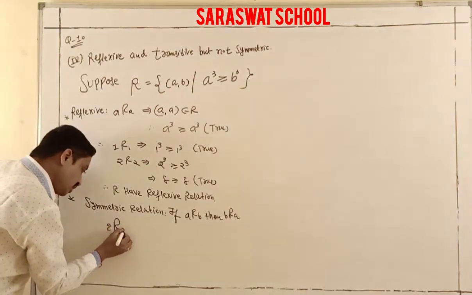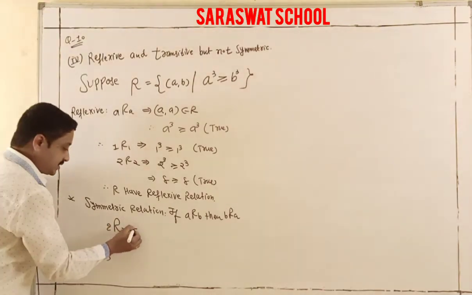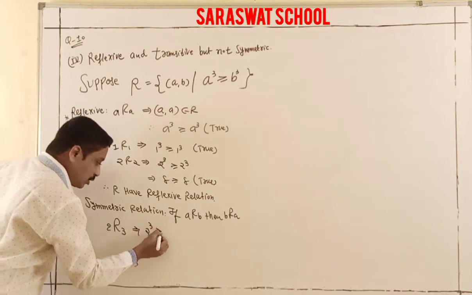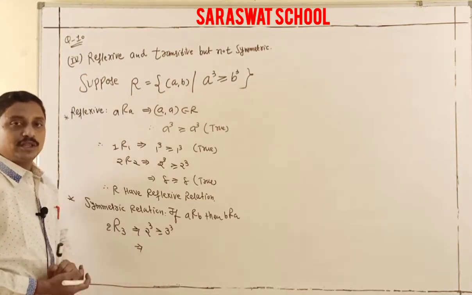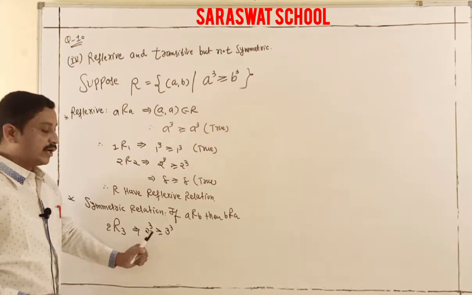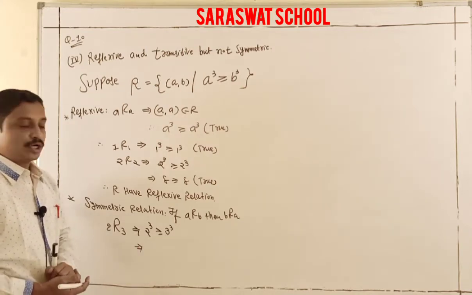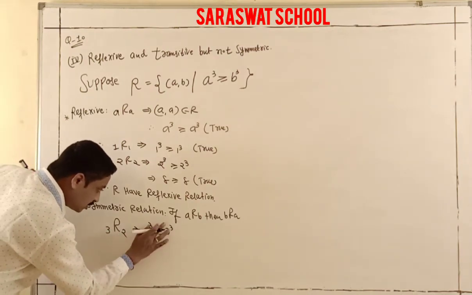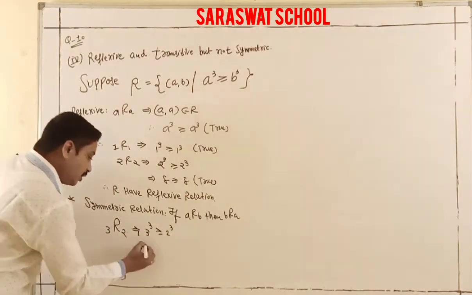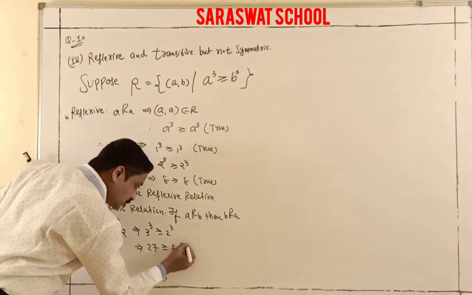So 2 relation 3. 2 cube greater than or equal to 3 cube. Check. Is it true? 2 cube and 3 cube: here 8 and here 27. 8 greater than 27, not true. So I change the number. Here 3, here 2. Now here 27 greater than or equal to 8, true.